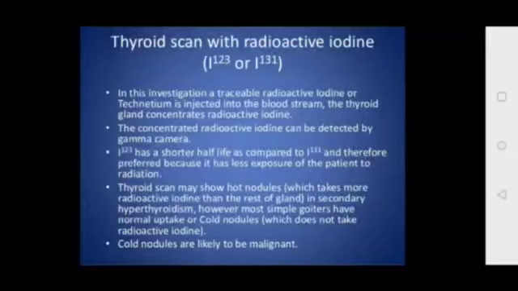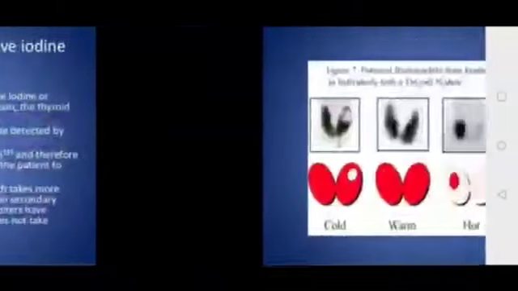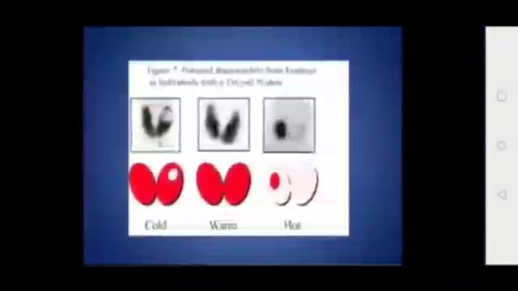Okay, these hot nodules are described by radioactive iodine uptake compared to the rest of the gland. In secondary hypothyroidism, however, most simple goiters have normal uptake. And cold nodules, which do not take up radioactive iodine, are likely to be malignant.